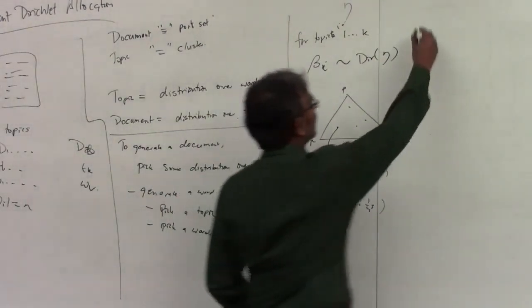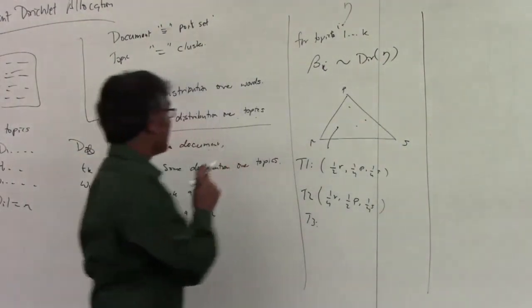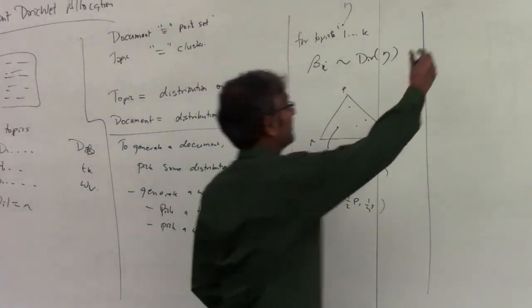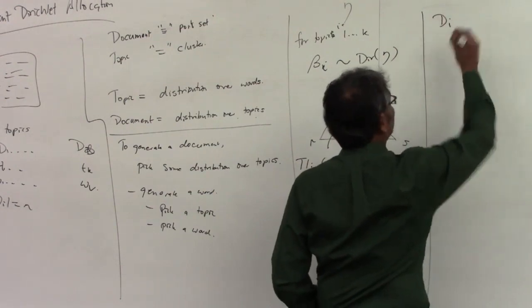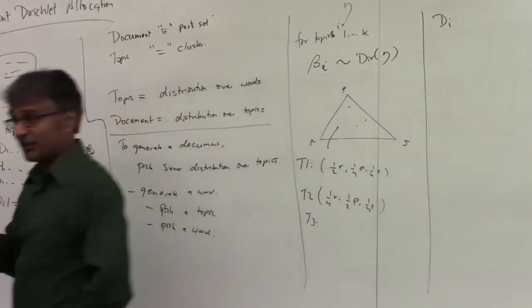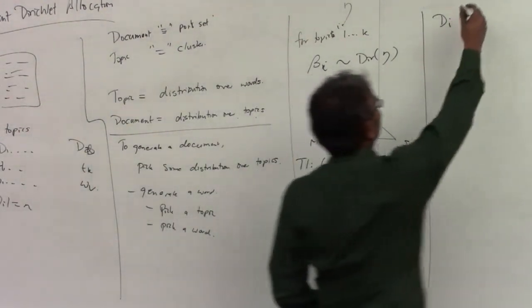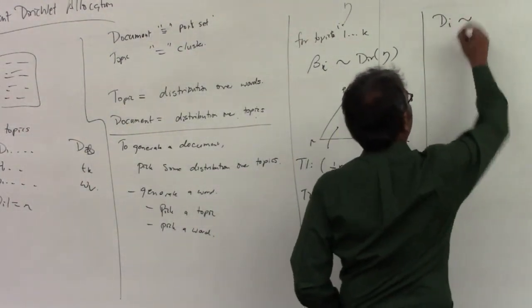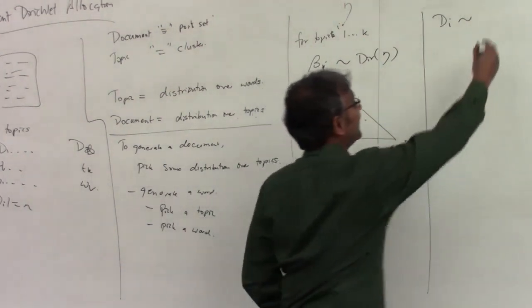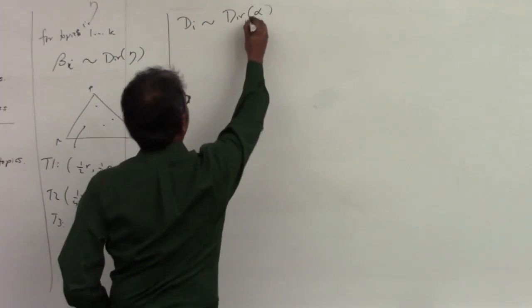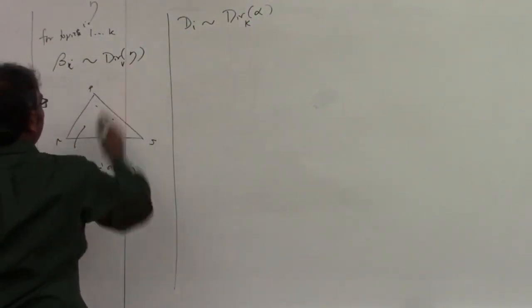Now what? Each document is a distribution over topics. So to generate the document d_i, it's a distribution over topics. Well, a distribution over topics is a multinomial over topics. How do I pick such a multinomial over topics? There's another Dirichlet distribution. So now fix a different parameter, we'll call it alpha. And we now sample the ith document as a Dirichlet distribution over alpha. I'll put a k here just to make sure you realize it's over k, and this is over v.